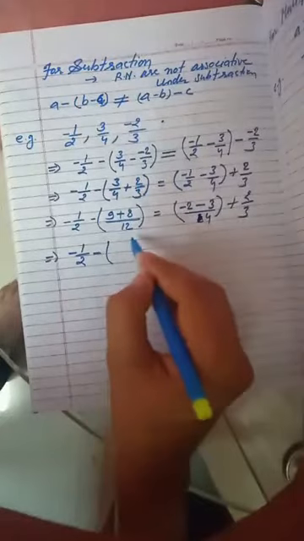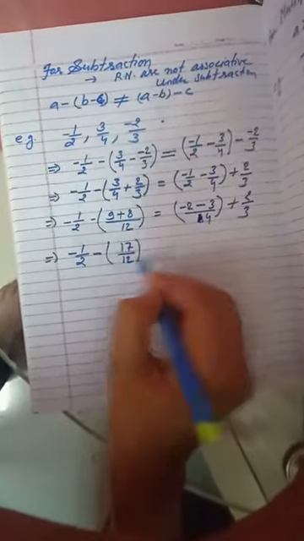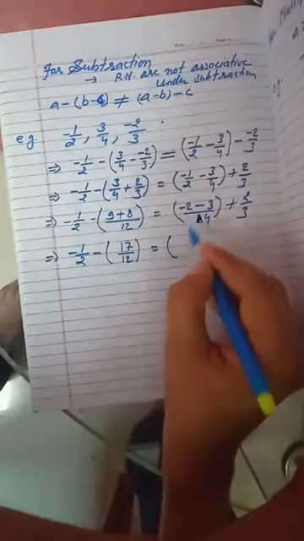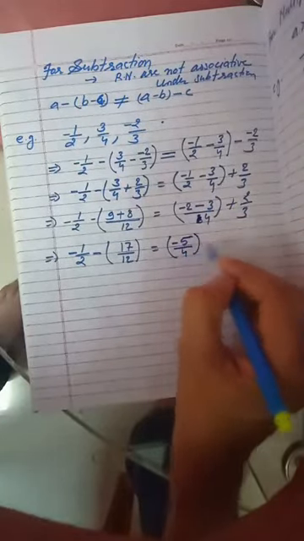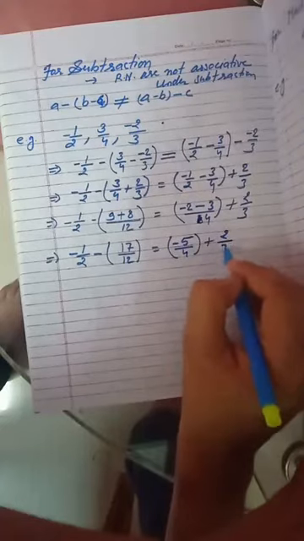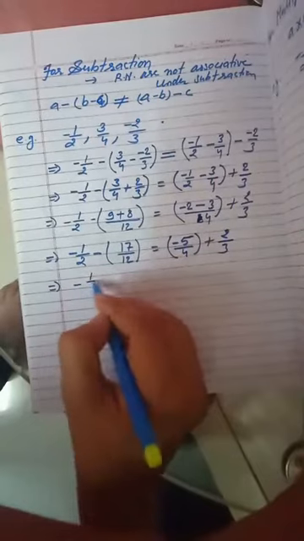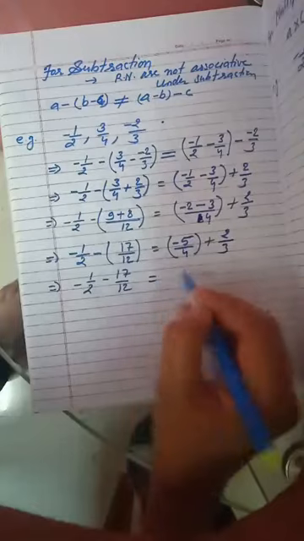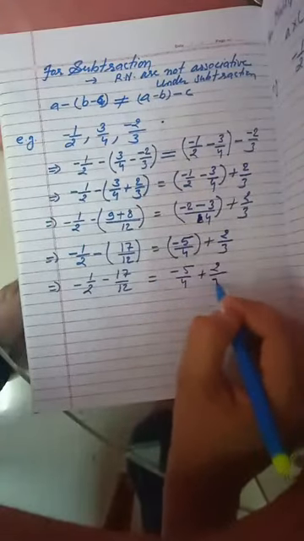minus 1 upon 2, minus 9 plus 8, it is 17 divided by 12, equal to minus 2 and minus 3. Both numbers should be added: 2 plus 3 is 5, and the sign of minus, plus 2 upon 3. The next step is, this is minus 1 upon 2, this is minus 17 upon 12, equal to minus 5 upon 4 plus 2 upon 3.